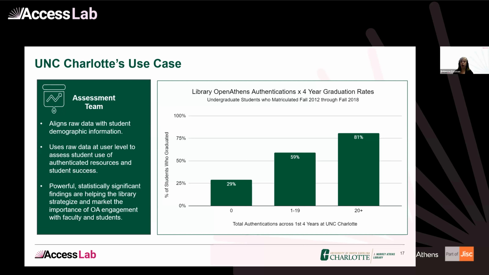Statistical analyses have revealed powerful, significant findings. As an example, the chart on the right of the slide here illustrates the four-year graduation rates for undergraduate students who never authenticated to Open Athens resources. So those who never authenticated across their 4 years at university had a graduation rate of 29%, compared to individuals on the right who engaged with the authenticated resources 20 or more times across their first 4 years at university, who had an 81% overall graduation rate.